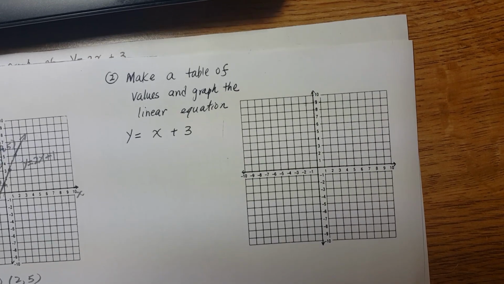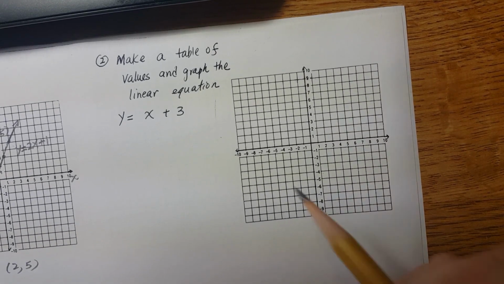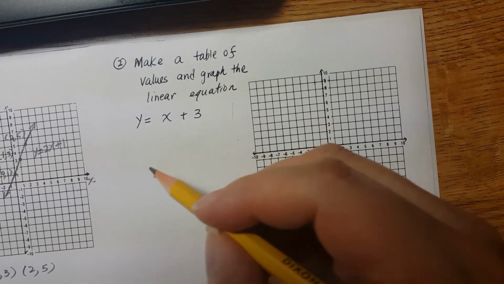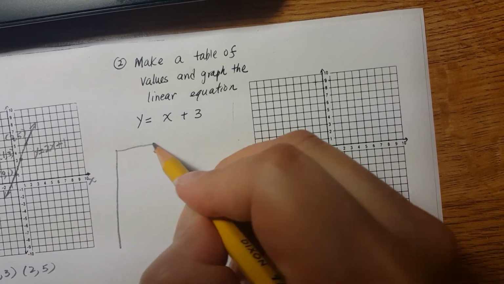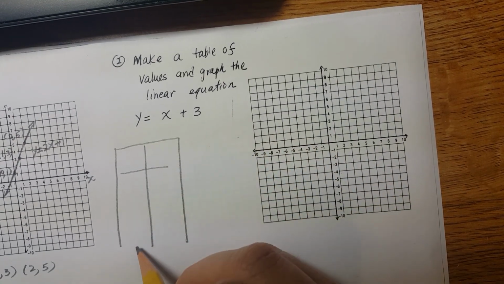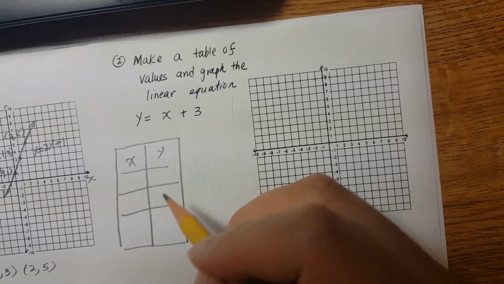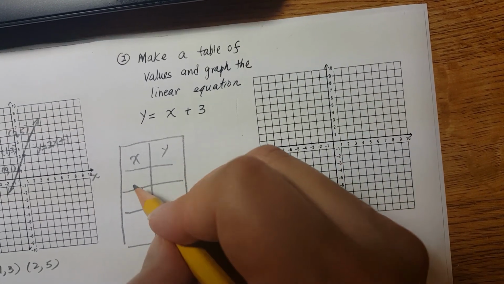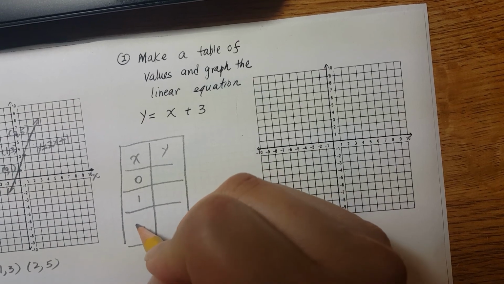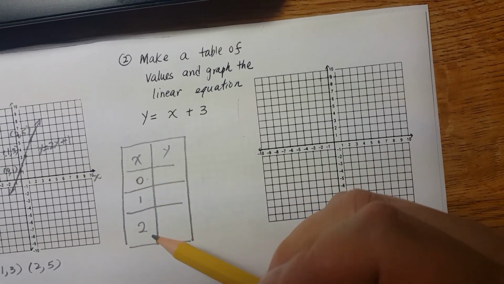Make a table of values and graph the linear equation. So we have y equals x plus 3. We're going to do the same thing and make a table, X and Y. We're going to select 3 numbers. I like to use 1, 2, and 0. So now we get 0, 1, 2.